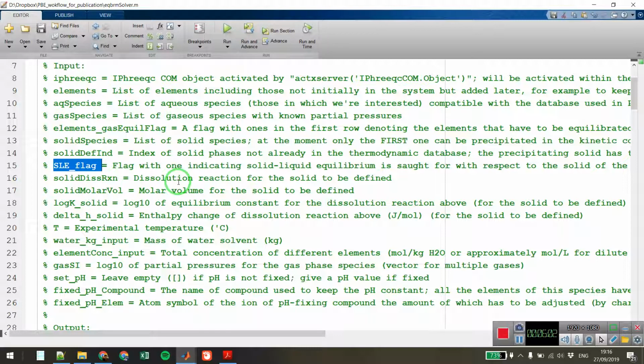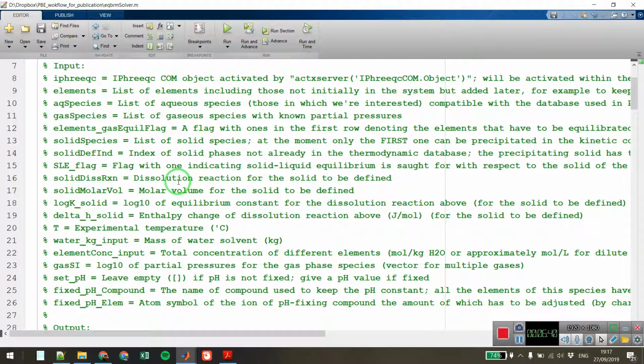Then we have this SLA flag. If you're interested in solid-liquid equilibrium calculations, you can set it to 1. It will return 2 sets of outputs. One set is for local equilibrium, assuming no solid is forming, and the second is for solid-liquid equilibrium, pretty much similar to what you would get in PHREEQC. When you are defining a solid-liquid equilibrium in PHREEQC, first it calculates the equilibrium for the aqueous solution, then it also enforces the solid-liquid equilibrium and reports both sets of data.